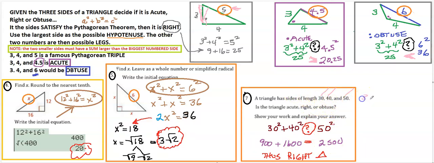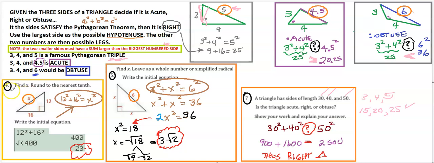In fact, any multiples of 3, 4, and 5, like if you took 5 times each of them, 5 times 3, 5 times 4, 5 times 5, this is also going to be a Pythagorean triple. That is called a Pythagorean triple. You might want to test first and add the two smaller sides that they give you and make sure it's bigger than the third number.